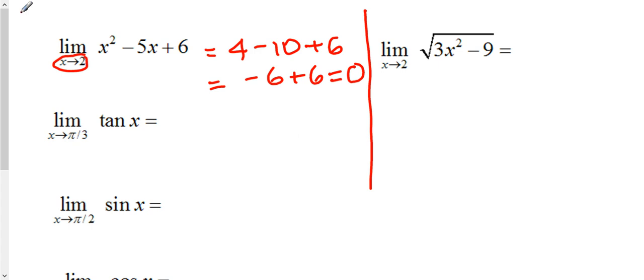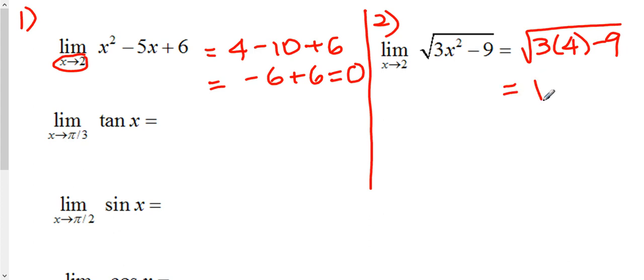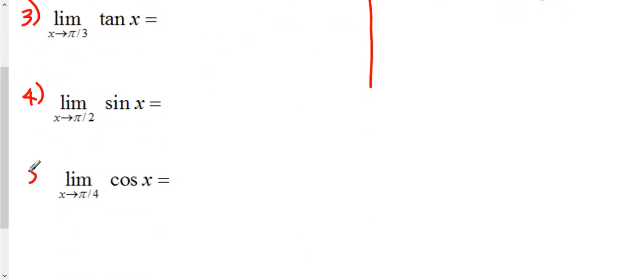Take a look at this next example on the right side, please. Once again, if you know nothing about the problem, it's always a good idea to start by plugging the value in. X is equal to 2. So here we have the square root of 3 times 2 squared, or 4, minus 9. So 12 minus 9, or 3. So our answer is going to be square root of 3. So that's the limit, which matches the function value. Remember, these are your easier ones. And for the more challenging or interesting cases, check out the next segment.